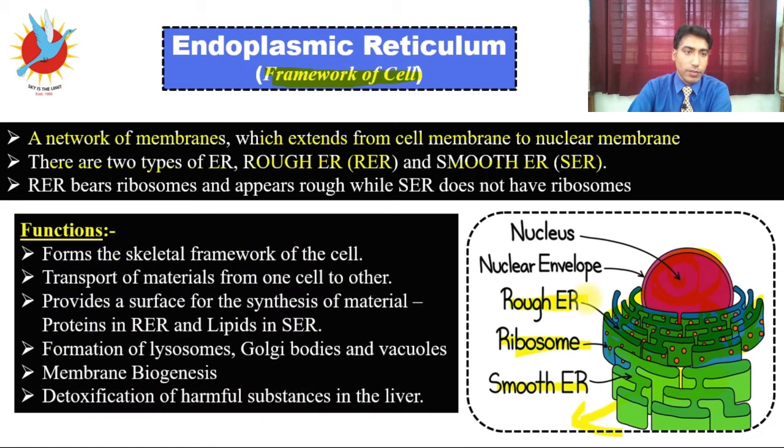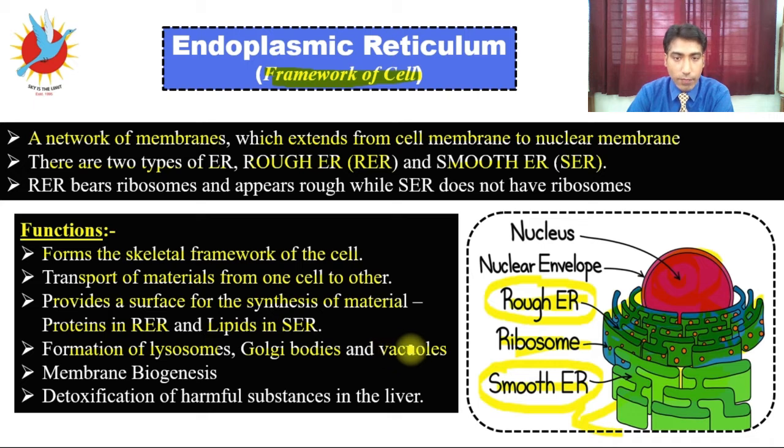Functions. The endoplasmic reticulum forms the skeleton framework of the cell. It transports material from one cell to another. It provides a surface for the synthesis of materials like protein in rough endoplasmic reticulum and lipid in smooth endoplasmic reticulum. So smooth endoplasmic reticulum is responsible for the production of lipid, while rough endoplasmic reticulum is responsible for the production of protein. Formation of lysosomes, Golgi bodies and vacuoles.